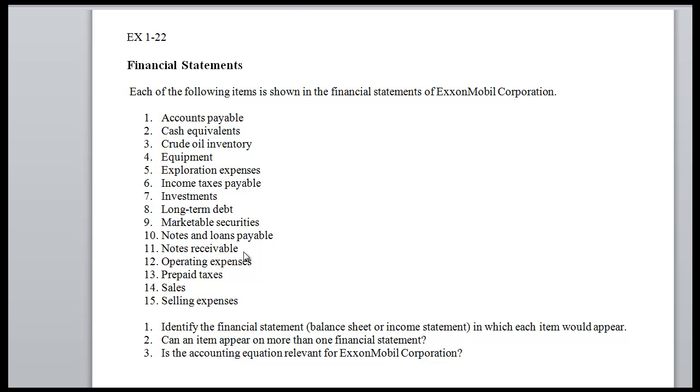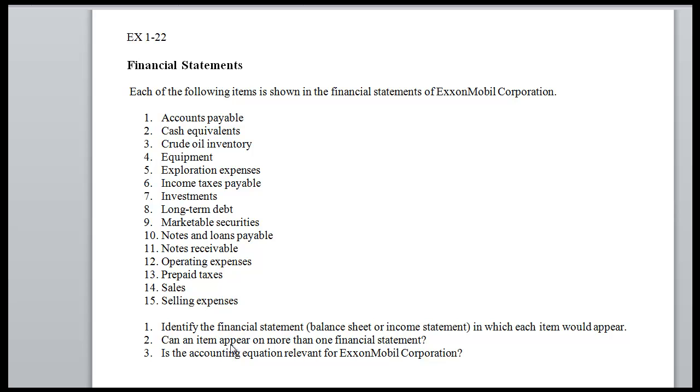Okay? A notes receivable would be just on the flip side of that. You would actually be the person that has lent the money and you're waiting to receive it. Both of these are good. This is an asset and this is a liability. However, both show up on the balance sheet. We have our operating expenses, income statement, prepaid taxes, asset, sales. That's our revenue that belongs on the income statement, right? The profit and loss statement. So we show our profit and loss as well as these selling expenses.